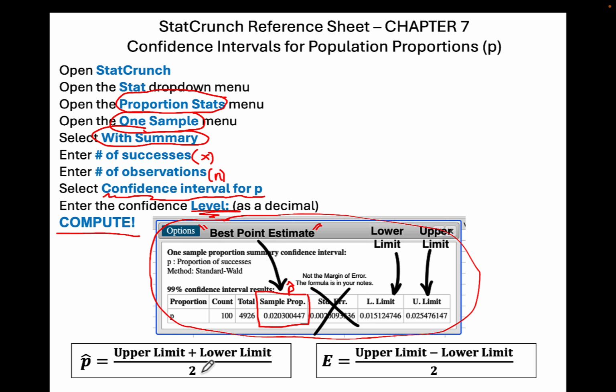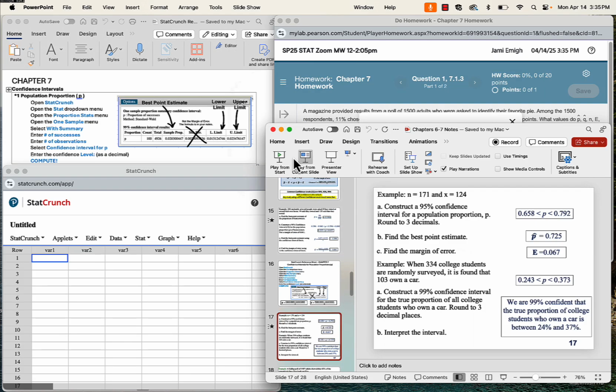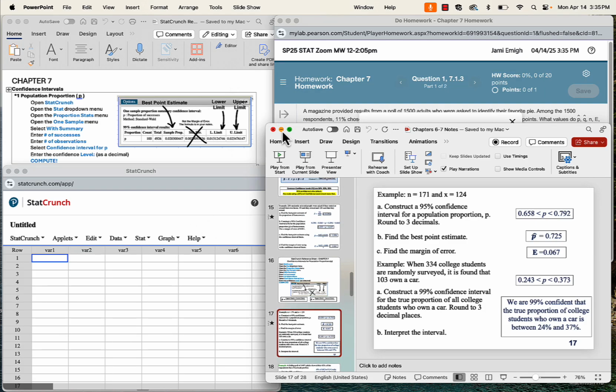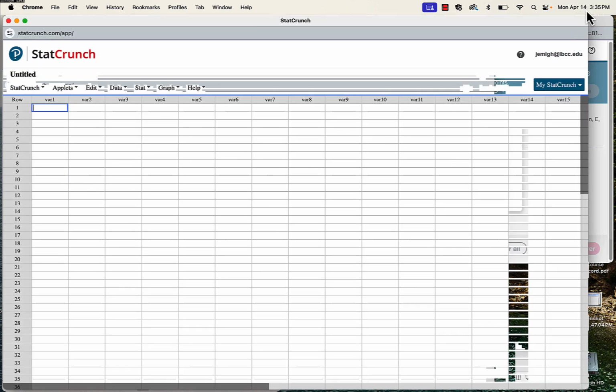Okay, so let's try to use StatCrunch for this next example. They didn't really tell us what it's about. They just tell us that the sample size was 171 and X, or the number of successes, is 124. Construct a 95% confidence interval for a population proportion P, round to 3 decimals. All right, going to have to minimize that for a second and look at StatCrunch.